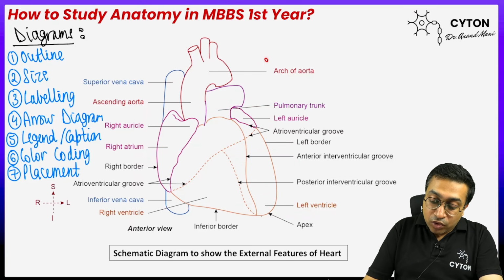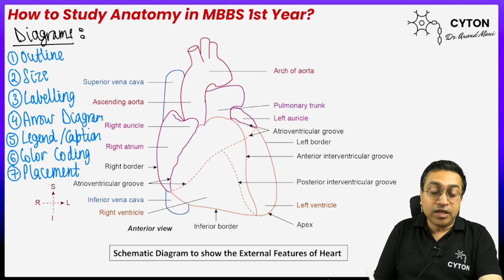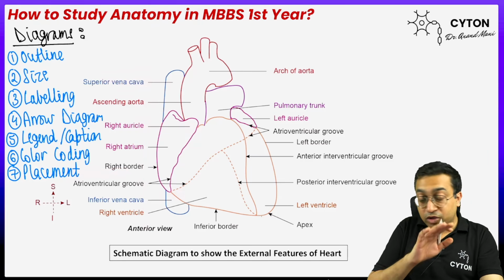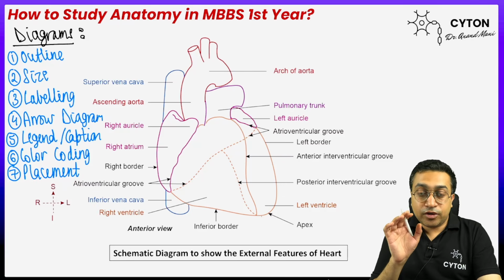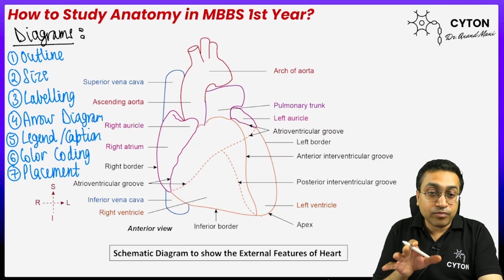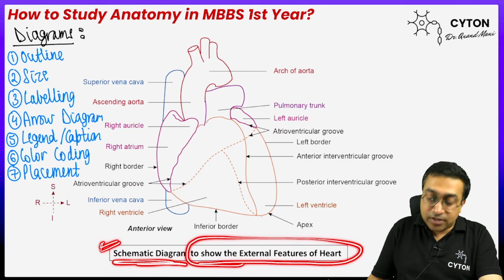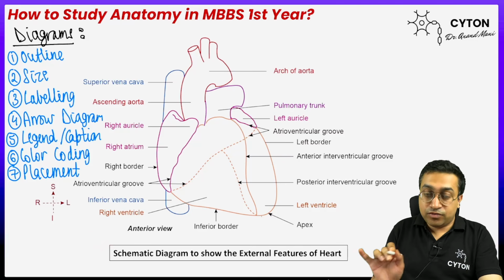Now you see all these labels are ending at one point in one sequence. You can see at one level all the labels are being done. It's not that something's labeled here, something's labeled here, something here. That will make your diagram very shabby. Okay, then you have to for sure draw this arrow diagram. Then you can also remember to write the schematic diagram to show the XYZ thing which is given in your diagram. So you should write the caption always, do not miss that.